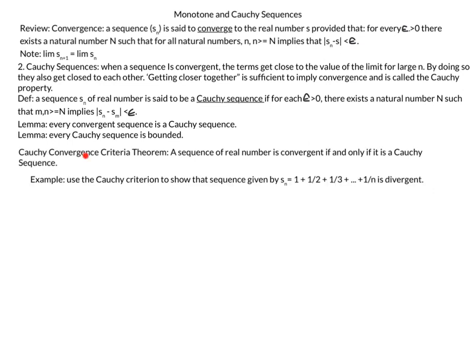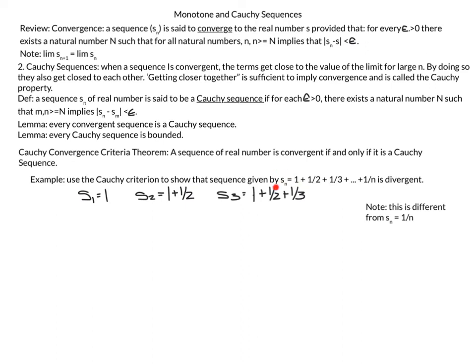For an example of the Cauchy convergence criteria, which again is that a sequence is convergent if and only if it is a Cauchy sequence, we're going to use that to show the sequence given by this S of n is divergent. And just to write out the first few terms, S1 is equal to 1, S2 is equal to 1 plus 1/2, S3 is equal to 1 plus 1/2 plus 1/3, etc.